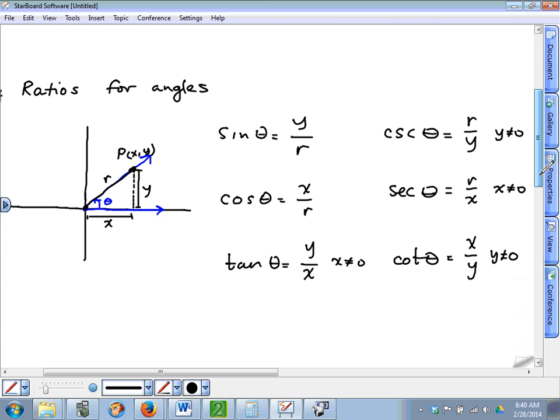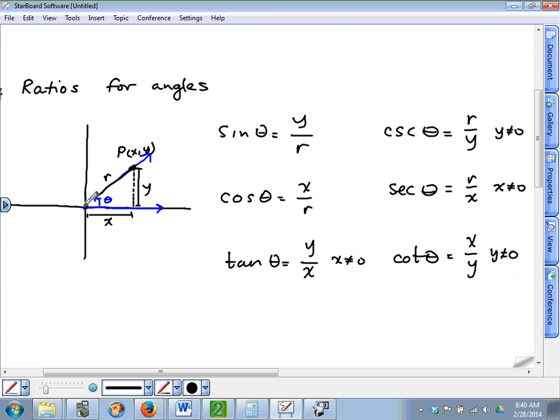Okay. And then let's quickly define r. R is the distance between the origin and that point. How do we find that distance though? Because we are going to have to know that distance. R squared equals x squared plus y squared. It's just the Pythagorean theorem. So if you square root both sides, r is equal to the square root of x squared plus y squared.